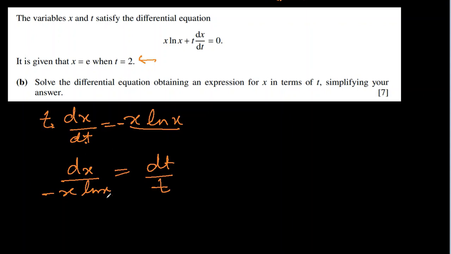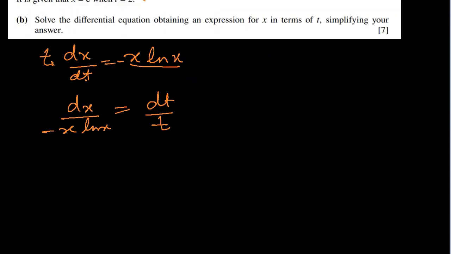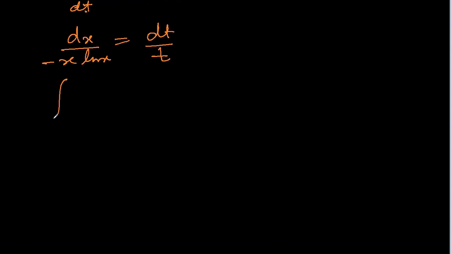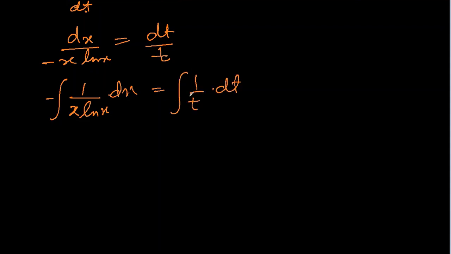So now x's are with dx and t's are with dt, and both dx and dt are numerators, and now we will integrate them so that we can get the equation. So let me write minus 1 over x ln x dx equal to 1 over t dt. The right side is straightforward. The integration will be ln t plus c.